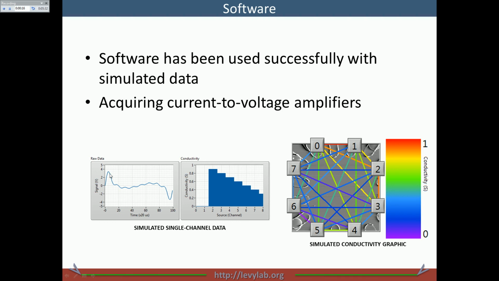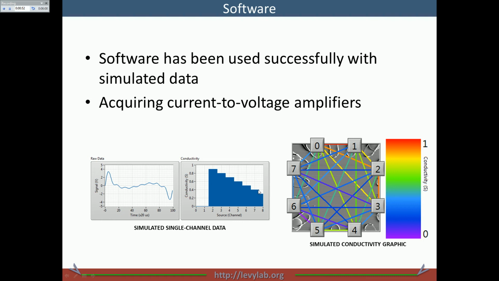So in the figure here, I have some simulated data collected at a single channel, and then using the software and multiplying by a synchronous reference signal, we are able to isolate the conductivity to this channel, channel 1, from all of the other channels across the device. And if we do this 8 times or 16 times or however many electrodes there are on the sample, we're able to fully characterize the device.